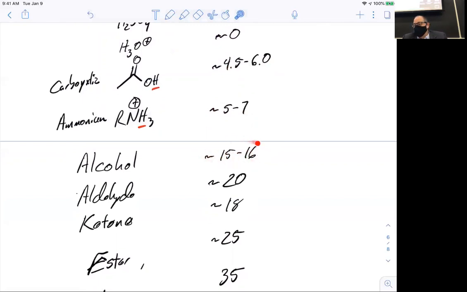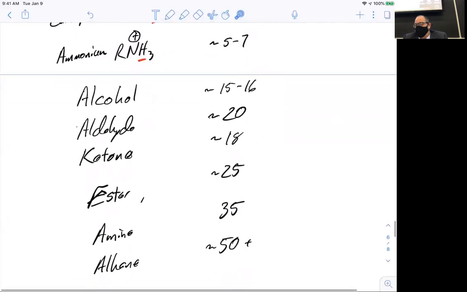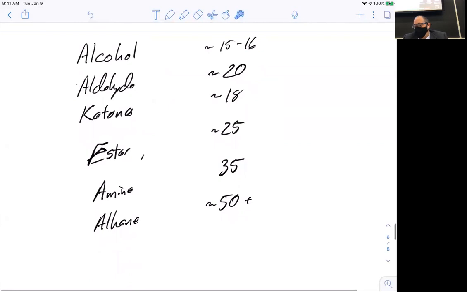And we notice that our alcohols are here, and we'll talk about the difference between carboxylic acids and alcohol reactivity in a second. And then we get to aldehydes and ketones. They're about in the same range. Esters and other carboxylic acid derivatives that aren't carboxylic acids are in the 25-ish range, 25, 28.